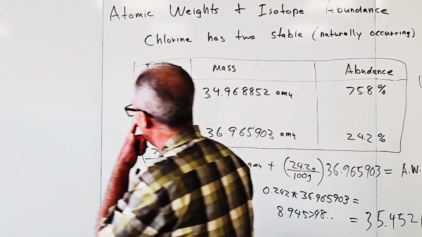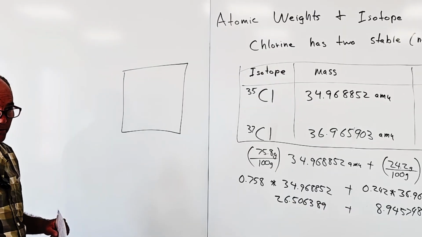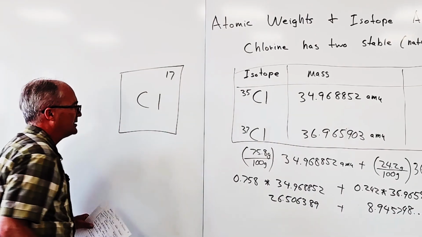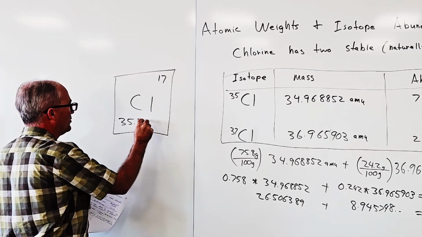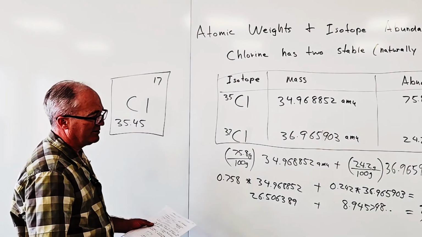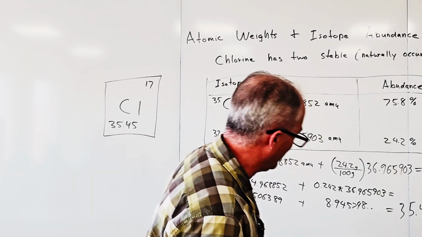And so when we look up at the periodic table, what we see is a little square up there, and it's got chlorine in it. It says 17 up there, and what do we see right here? 35.45. And that one goes a little further, slightly different than mine. Any questions about this process?